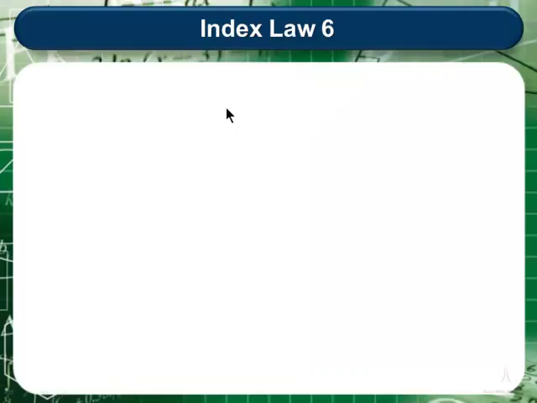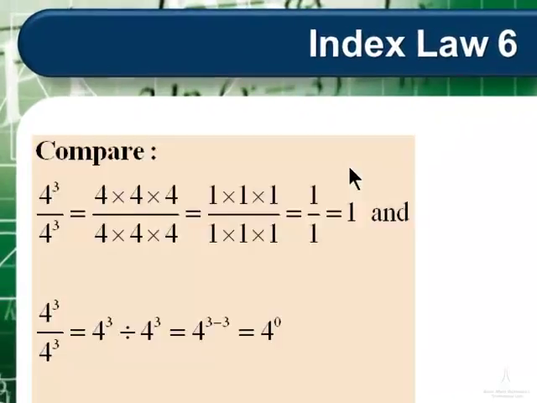Let us look at index law 6, which is the last one that we will consider. Let us compare the fraction 4 to the power 3 over 4 to the power 3. Now of course, according to the exponential notation, 4 to the power 3 is 4 multiplied by itself 3 times, and the same in the denominator. Now we could divide numerator and denominator by 4 three times. So all these 4's in the numerator and denominator position actually become 1. So we get 1 over 1, which of course we know is 1.